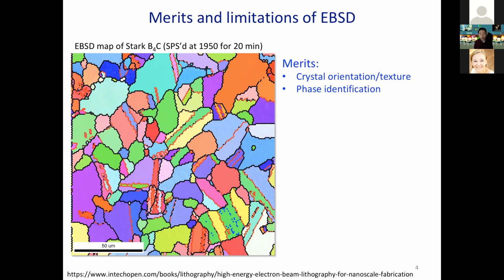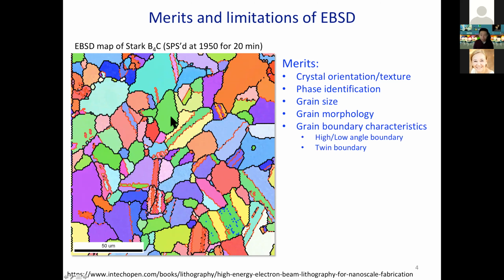One classical example is the duplex steel. Most of the steel we use nowadays has FCC and BCC crystal structures. Using EBSD, you can easily tell where the FCC grains are, where the BCC grains are. We can also easily measure the grain size. We can look at the grain morphology.